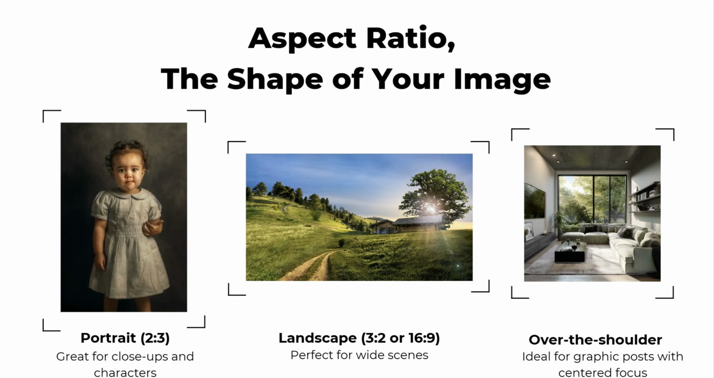And the last part is for aspect ratio, the shape of your image. The first keyword is portrait, great for close-ups and characters. The next one is landscape, perfect for wide scenes. And the last one is square. It is ideal for a graphic post with centered focus. Use --AR 16:9 or adjust aspect ratio in the Midjourney web app, just like me, to get the right shape.